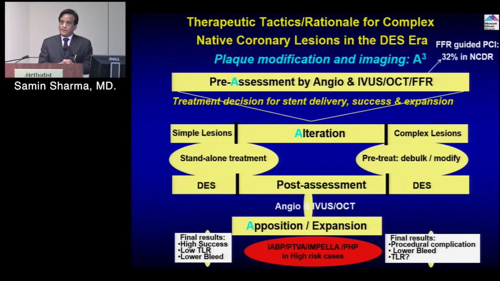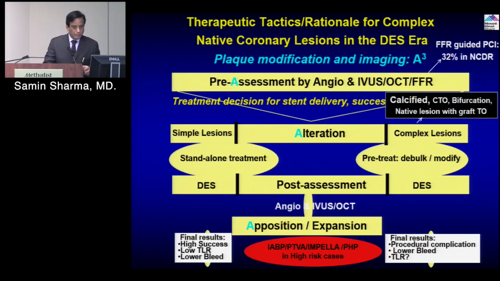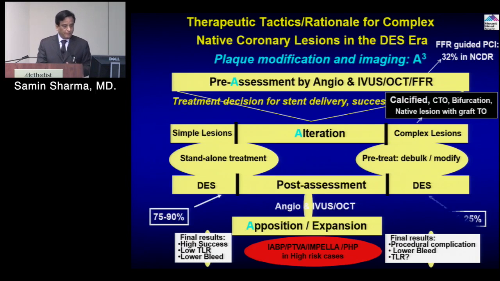Then the question is, yes, you have a lesion, what do we do? We do a balloon stent, or should we alter it by some technique, which we call debulking and modification of the lesion so that we can have a good result. We do that alteration in complex lesions: calcific, CTOs and bifurcations. And we have also learned that resistant lesions include the native lesion where the graft was occluded. Those lesions may not be calcified, but they behave very poorly for angioplasty, causing dissections and inability to dilate. Depending on the practice, this group makes up 10 to 25% of cases.